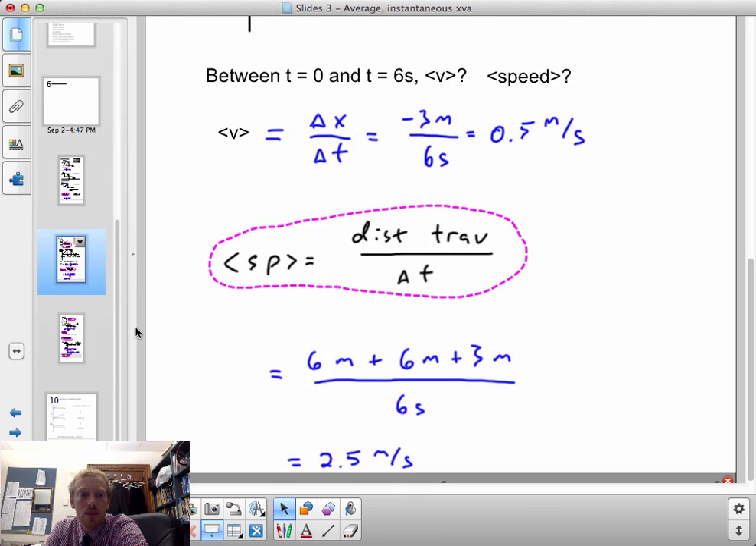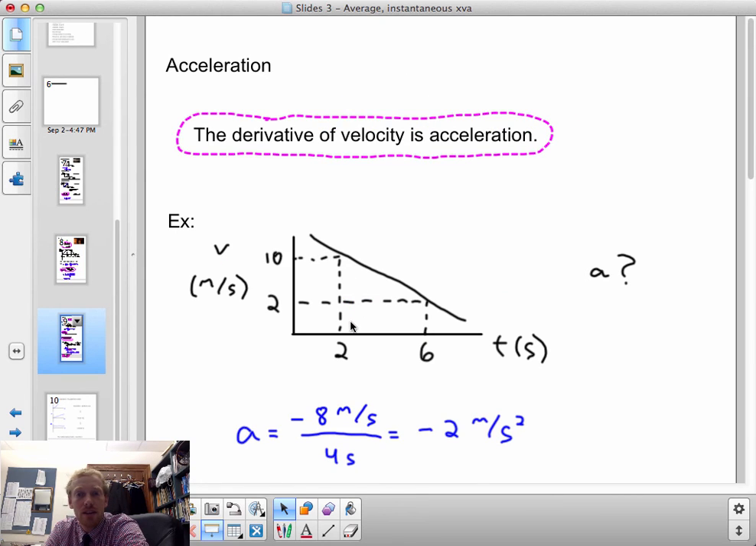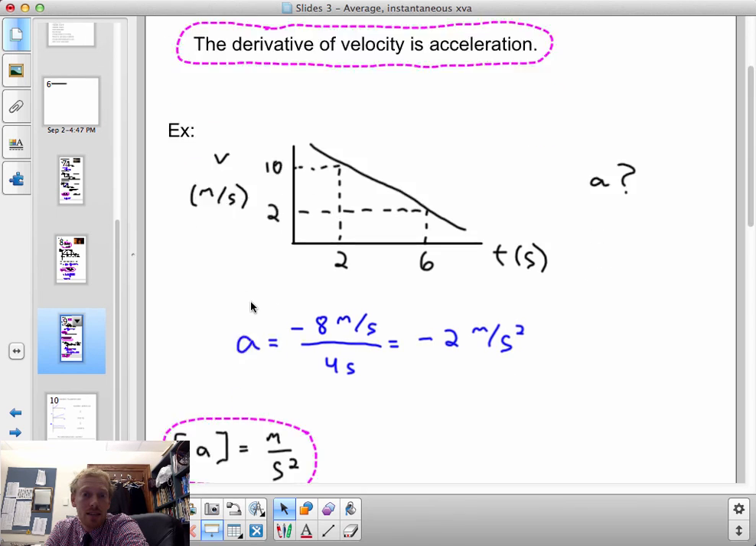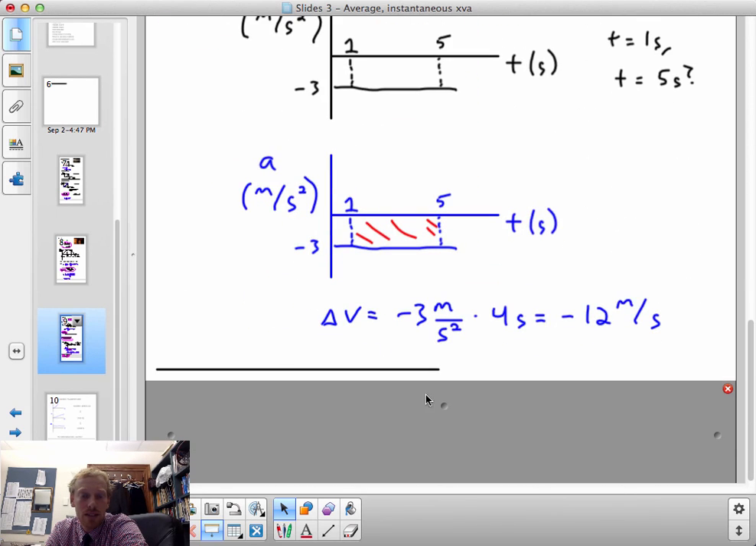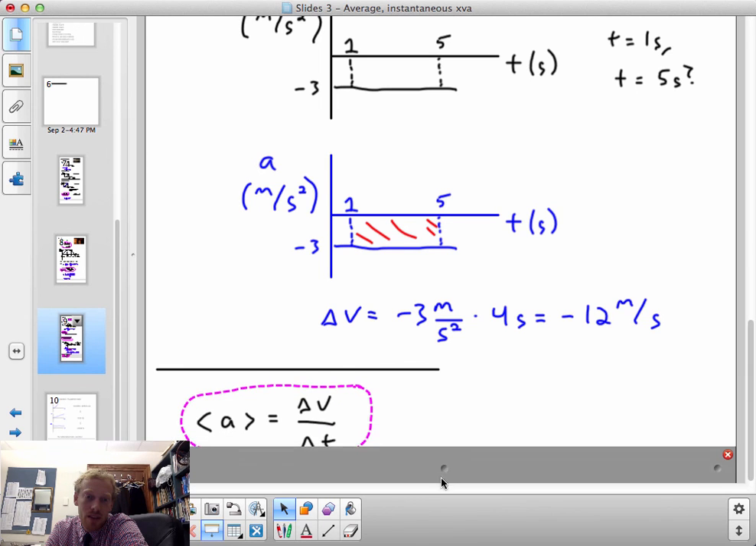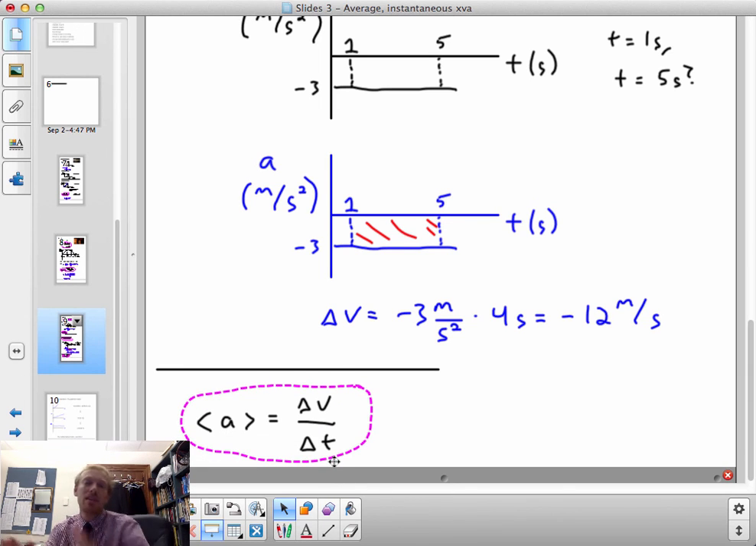And now, just to close a thought in our acceleration slide, just as average velocity is displacement divided by the time interval, delta x over delta t, what's average acceleration going to be? You might want to pause the video. The average acceleration during a time interval is the change in velocity of an object divided by the change in time.